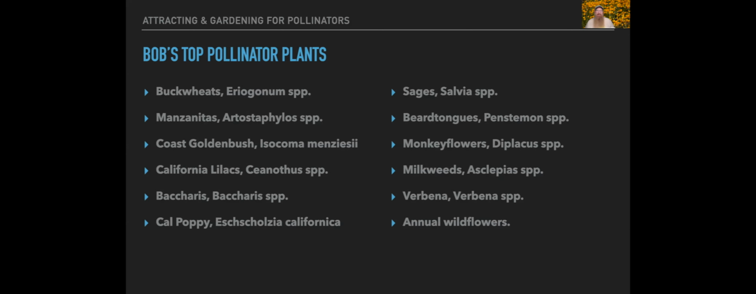My favorite pollinator plants: buckwheats, manzanitas, coast goldenbush, California lilacs, baccharis, California poppies, sages, beard tongues, monkey flowers, milkweeds, verbena, and all kinds of annual wildflowers. Those should be in every Californian's garden, period. No exceptions. We all should have these in our gardens. They're fantastic plants. They're beautiful, and they support pollinators.